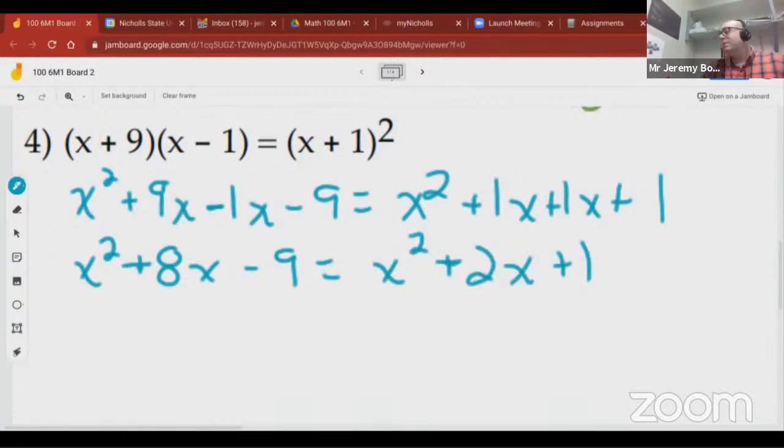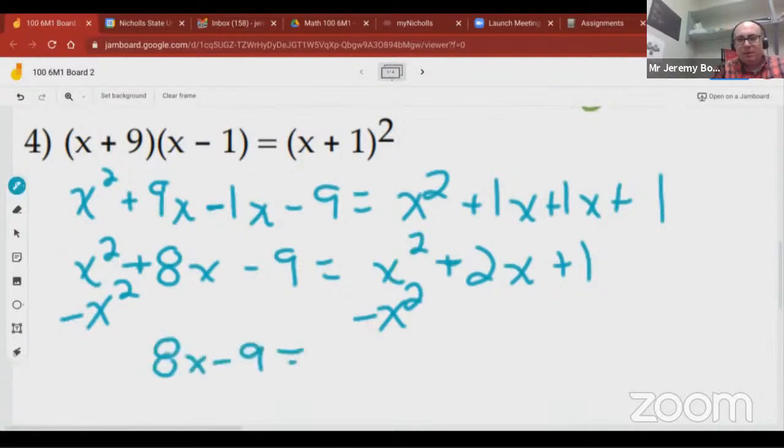Okay. So it's still looking like a quadratic equation, right? We've got x squared on both sides of the equation. So if I subtract x squared from both sides, those will both just cancel out. And so what I'm going to be left with is 8x minus 9 is equal to 2x plus 1.